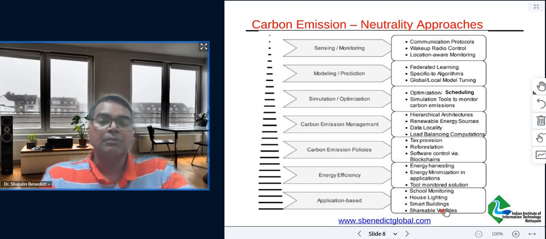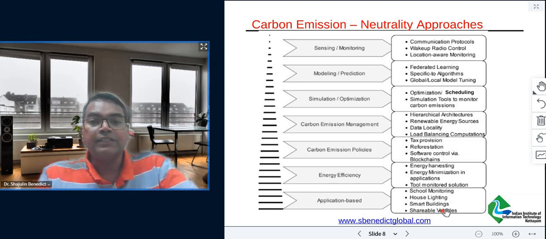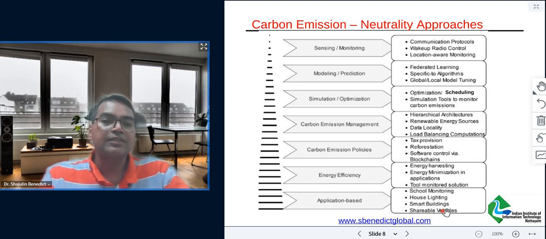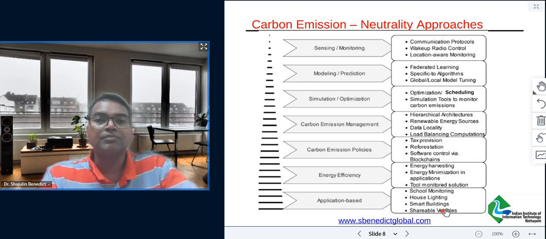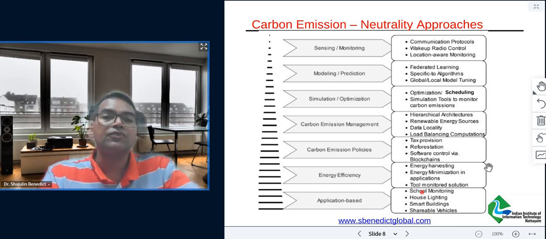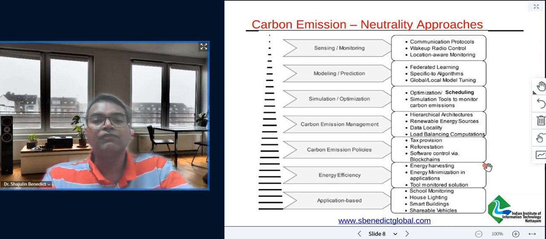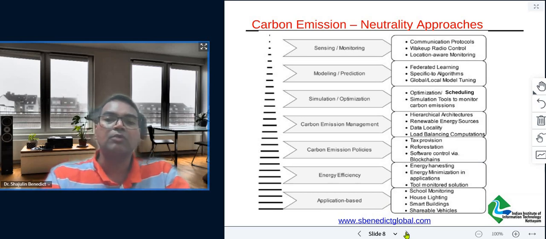For example, monitoring the carbon emissions in a school, monitoring the lighting systems in a house, or writing an application that could create a better building system which prevents carbon emissions. So these kinds of methods are already practiced by a lot of researchers in the literature. This particular article is mostly focusing on what kind of methods and approaches were followed by researchers in the past to target these carbon emissions.